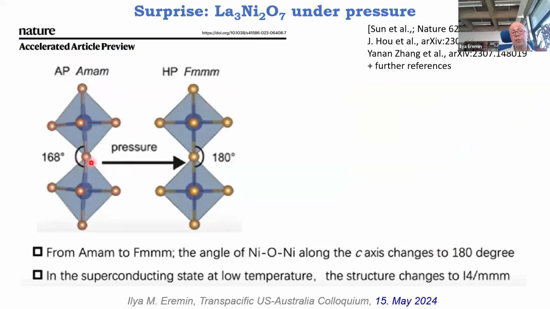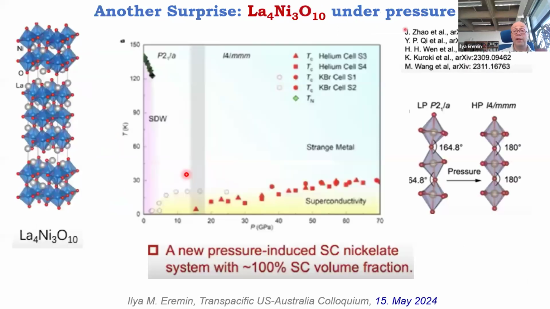And the structural transition is basically changing the following. You have this NiO6 octahedra, and in the low pressure phase, the angle between these octahedra is 168 degrees, whereas under pressure, the transition takes place and the angle becomes 180 degrees. Which basically means that there is a large hybridization of the 3dz square orbital along this line with the oxygen.